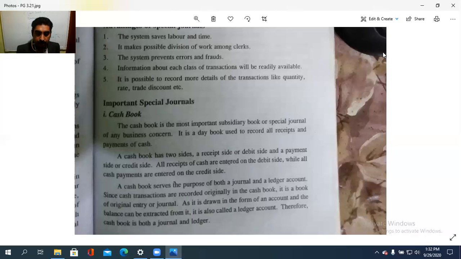Please have a look at that one and please submit within 2 days. Means what? Today is Tuesday, Thursday evening you need to submit it. And also we saw the subdivision of journal. Out of that, the main is the cash book. And furthermore, we will continue in the next class.